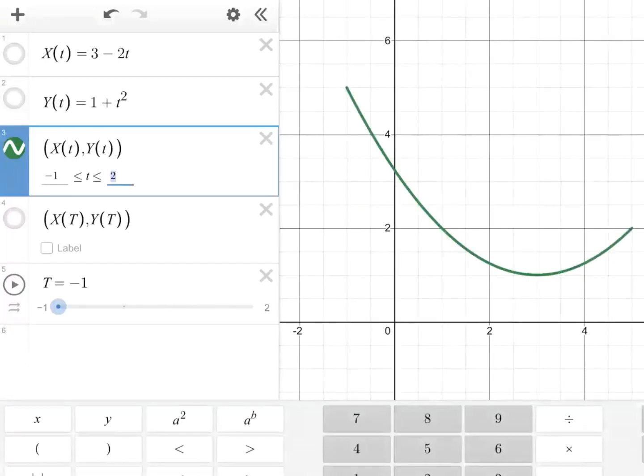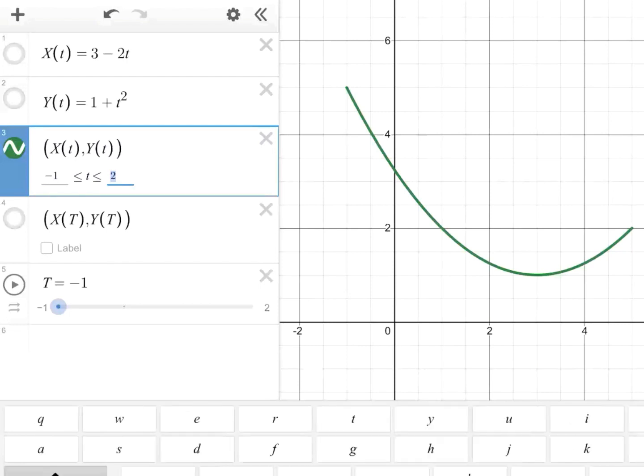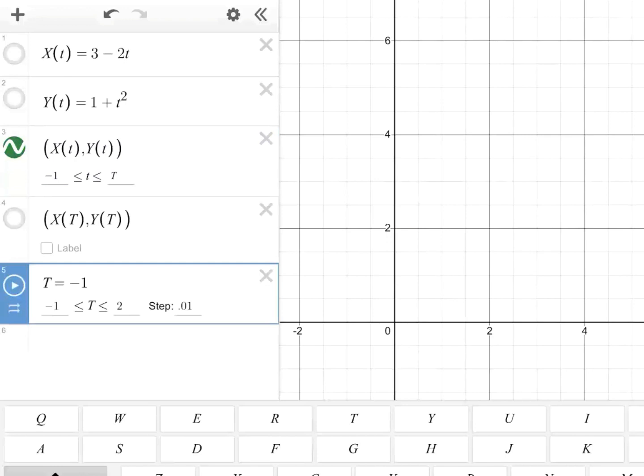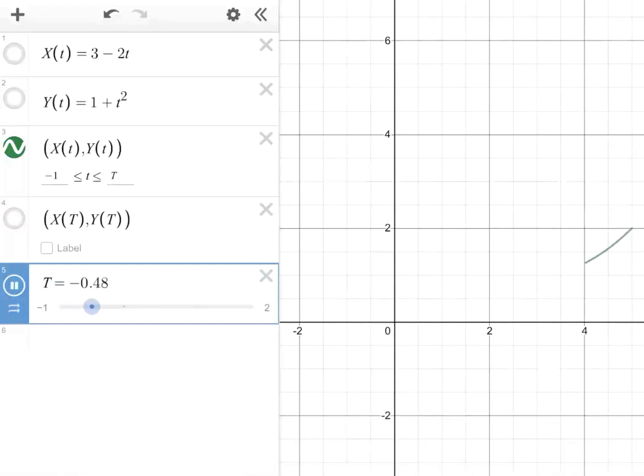Change the right limit from a 2 to a capital T. Then Desmos will say, hey, do you want to create a slider? And you say yes, and so it creates this line down here. For capital T, you put the actual limits on time, so -1 to 2, and step size of 0.01. That way, when you play the slider, you can see the graph actually animate as time goes from -1 to +2.